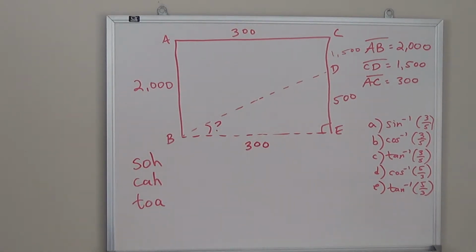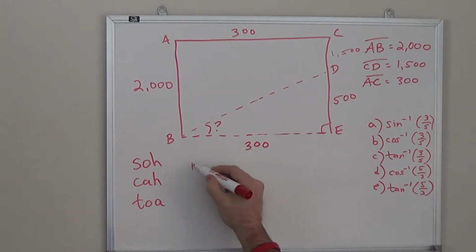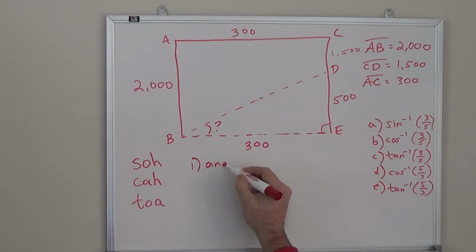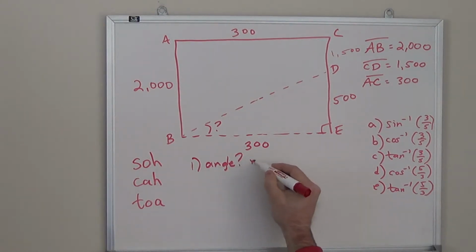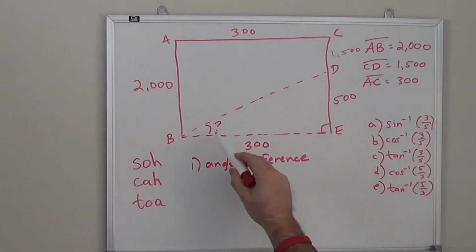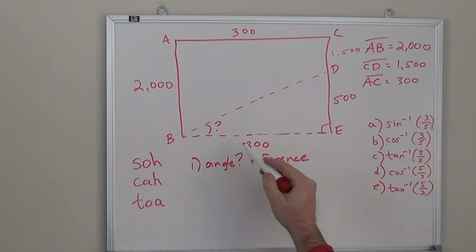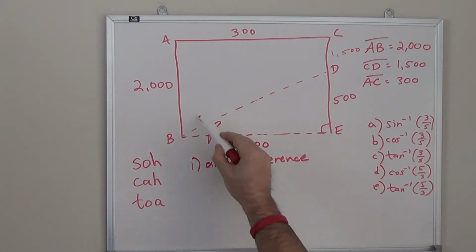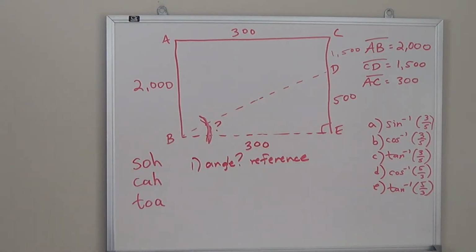Okay, so the SOHCAHTOA, a lot of kids get a little confused with this. The first thing that you always want to do is figure out which angle am I using. We'll call that the reference angle. And I apologize if you cannot read my chicken scratch, but since we're using this angle, they put the question mark there, B is our reference angle. So everything is going to be based off of this angle.